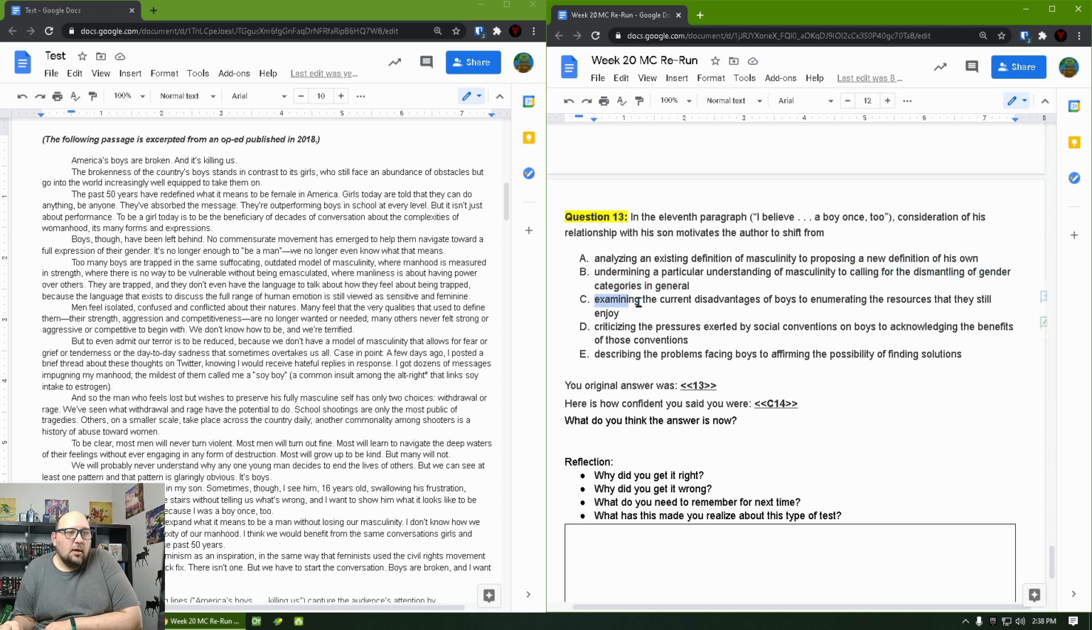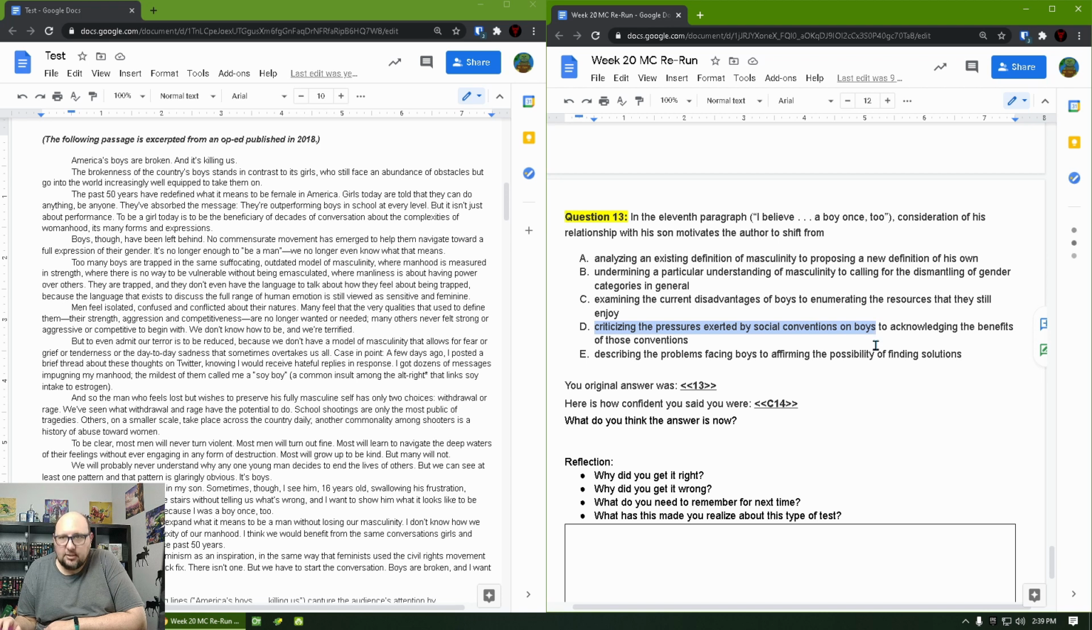C, first part is examine the current disadvantages of boys. Yes, he definitely starts the essay doing that. Second, enumerating the resources they still enjoy. For this to be true, he'd have to end by saying, you know what, boys have it rough, but they still have this and this and this and this. He's not doing that. He doesn't end by talking about here's the resources they do have. So it's not C.